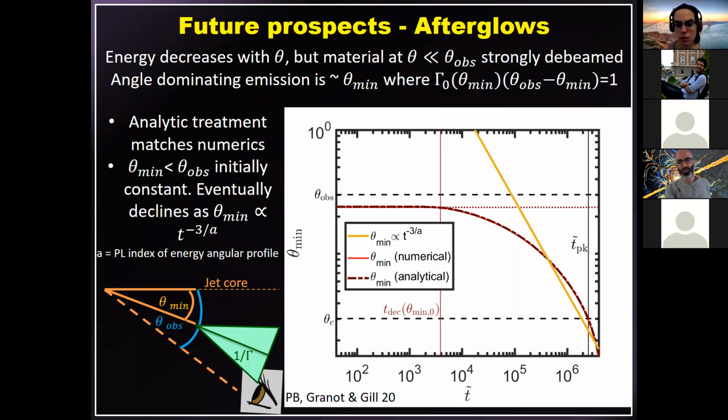So we can get a very good handle on this angle from analytical considerations. And the asymptotic behavior is also simple to understand even from back of the envelope type calculation. It basically depends only on the energy structure of the jet. This is t to the minus 3 over 8. So with this in hand, let's see what this tells us about the shapes of afterglow light curves that will be detected from off-axis events.